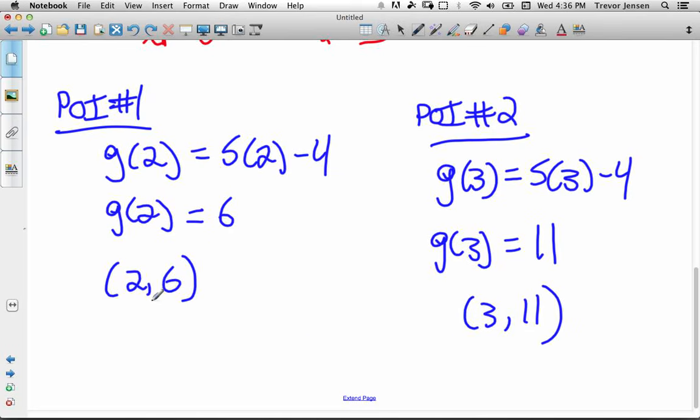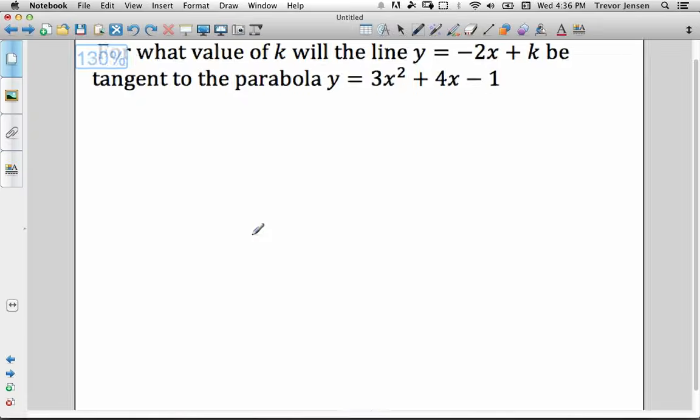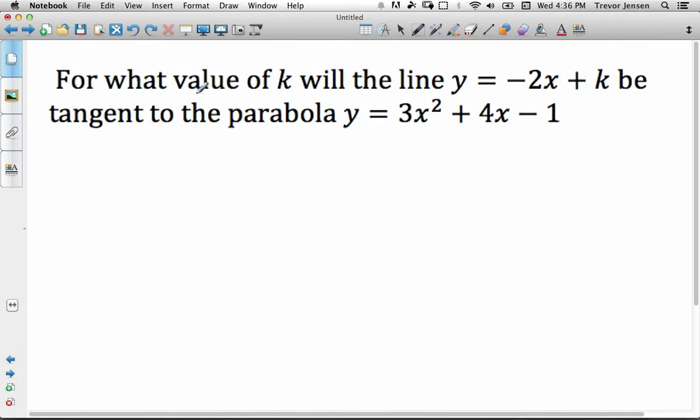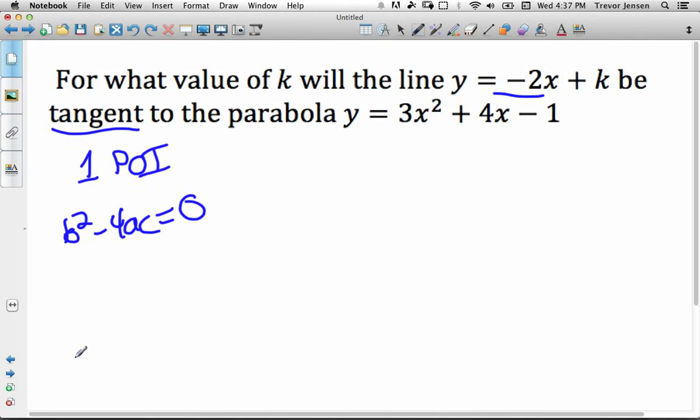Now the last type of question you would have solved, that I did with my class for this chapter anyway, was figuring out, given the slope of a line, find what value of k, so find the value of the y-intercept that would make the line tangent to a given parabola. Tangent means one point of intersection. For that to be true, the discriminant of a quadratic has to be equal to 0.